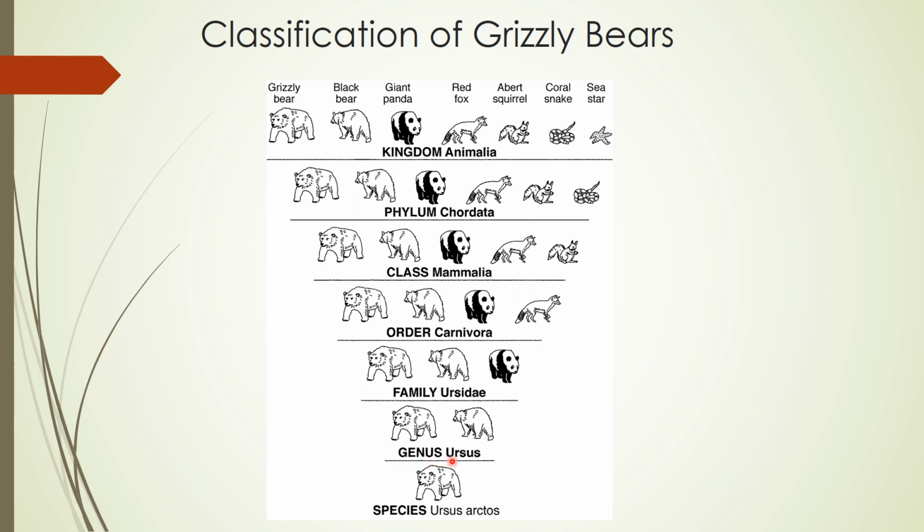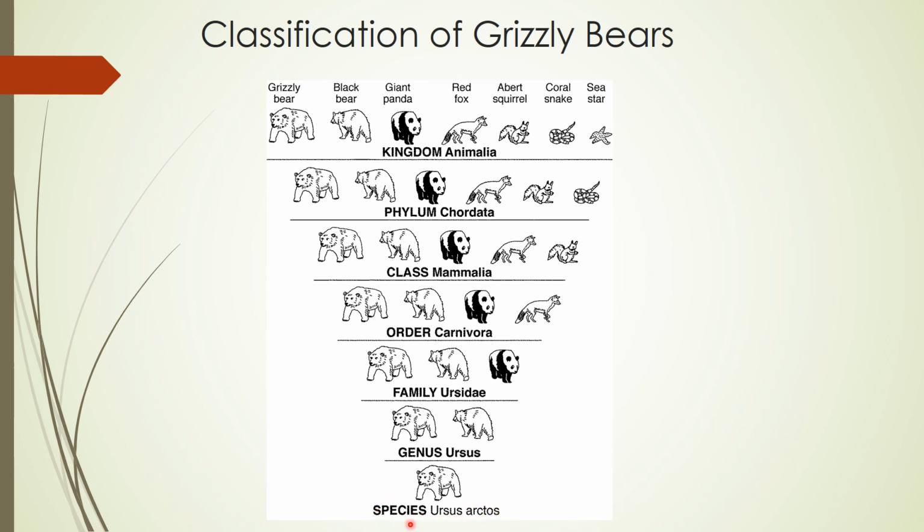And the genus that the grizzly bear belongs to is Ursus, and the black bear also is in the same genus. So these two would have very similar DNA, but then we can get more specific again and look at the actual species. And the species for the grizzly bear is Ursus arctos.